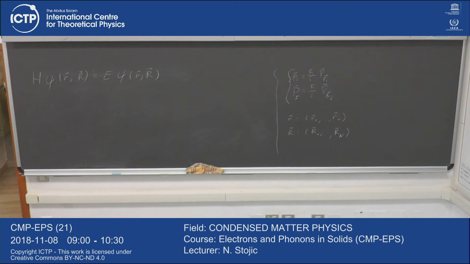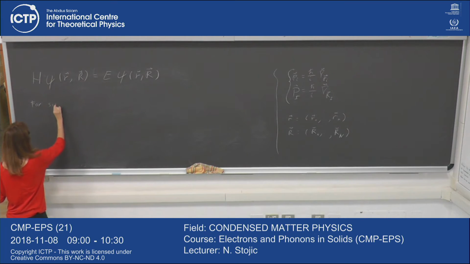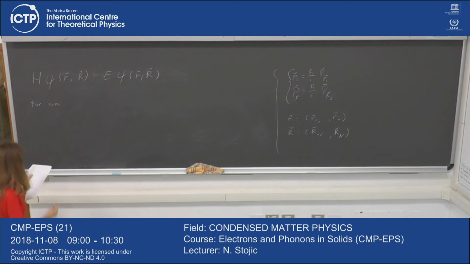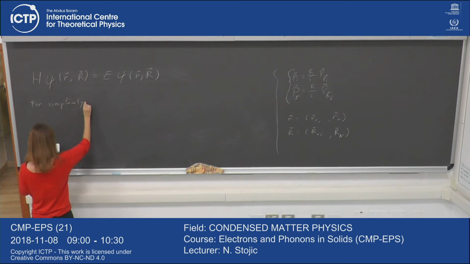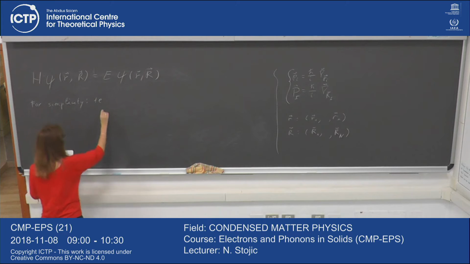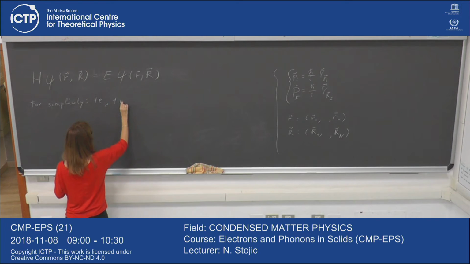So in what follows, I will simplify and just focus on an electron and a nucleus, but the derivation can be done more generally along the same lines for more electrons and nuclei. So for simplicity, I will just formulate and derive things for one electron and for one nucleus.